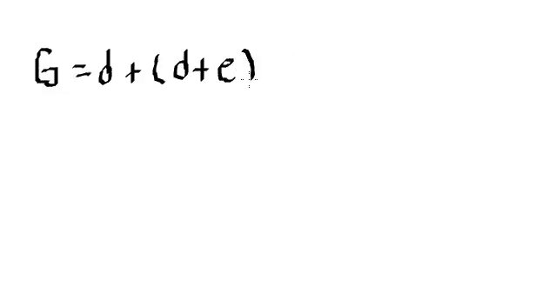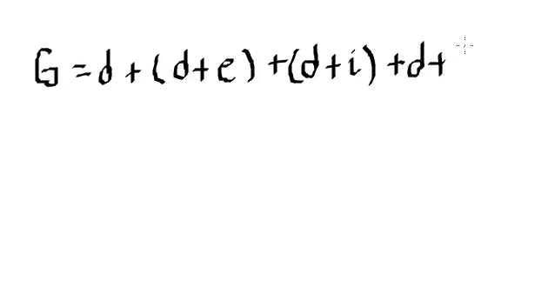All right, let's look at another one here. So once again, I'm going to just call it G is equal to D plus, and in parentheses I'm going to write D plus E, then plus D plus I, and I'm going to just put that in parentheses, and then D plus O. D plus O. It's not a 0, that's an O. We're going to put some parentheses around that also.